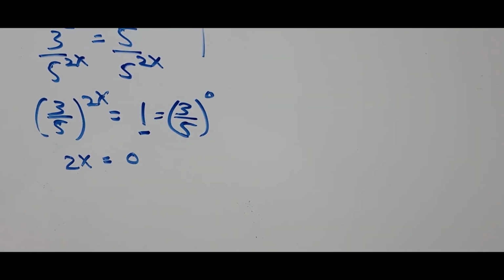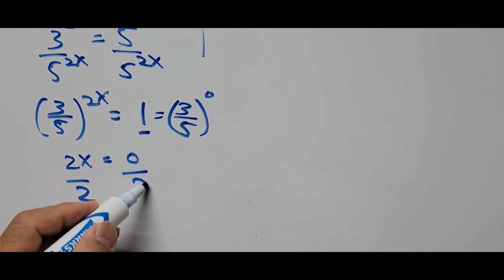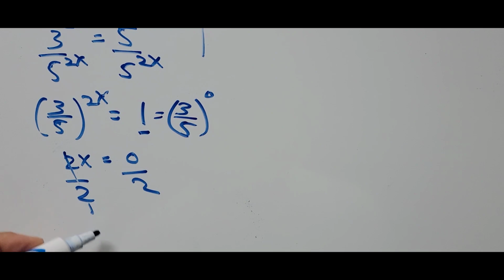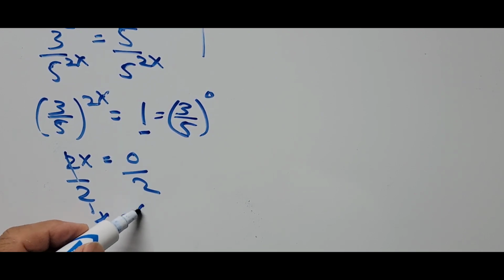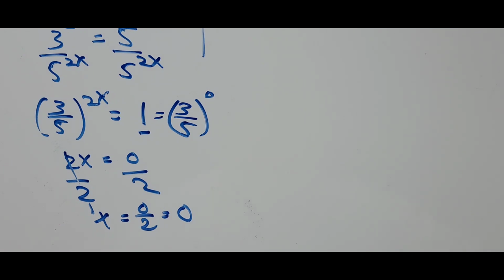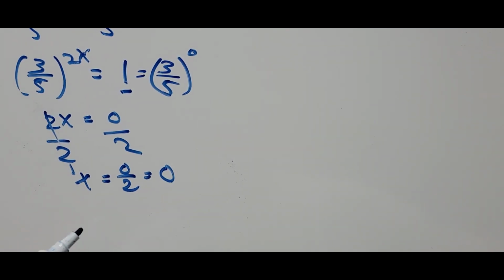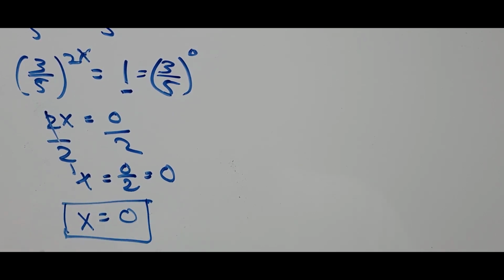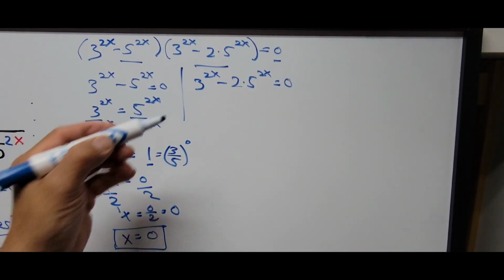So from here, finding the value of x, all we have to do is divide by 2. Divide by 2. So x now is equal to 0 divided by 2 is 0. So here now the value of x is 0. Alright. So that's the first value of x. And the other value will be from this equation.